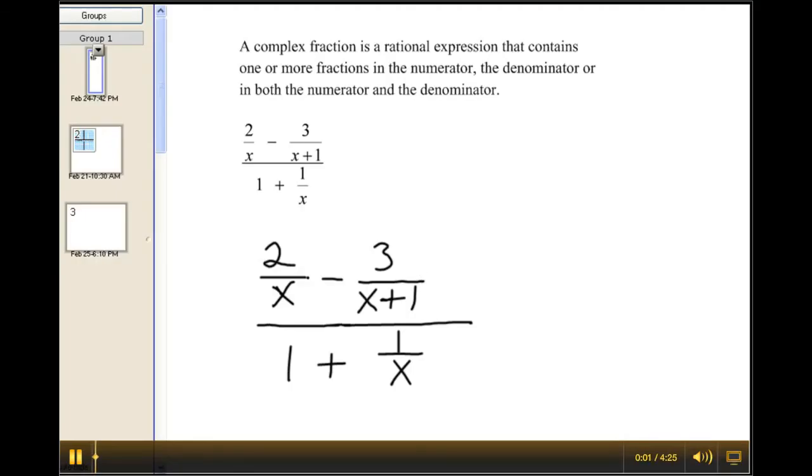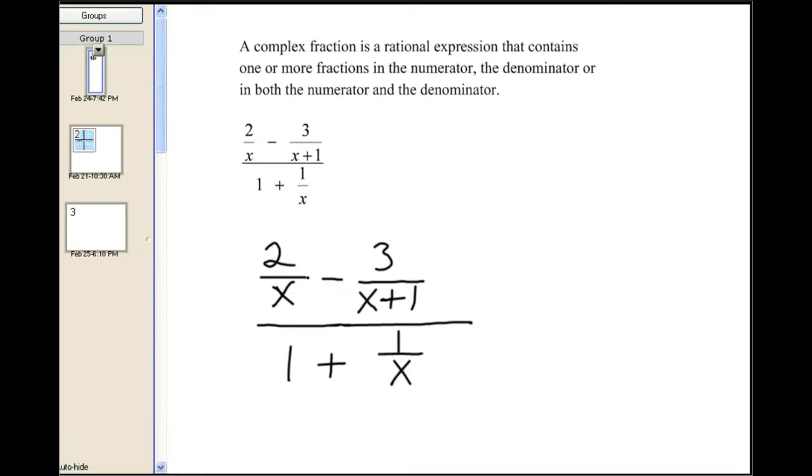A complex fraction is a rational expression that contains one or more fractions in the numerator, the denominator, or in both the numerator and denominator. Because we have to simplify an expression with fractions, you want to use the least common denominator or least common multiple of all of the fractions in this expression.